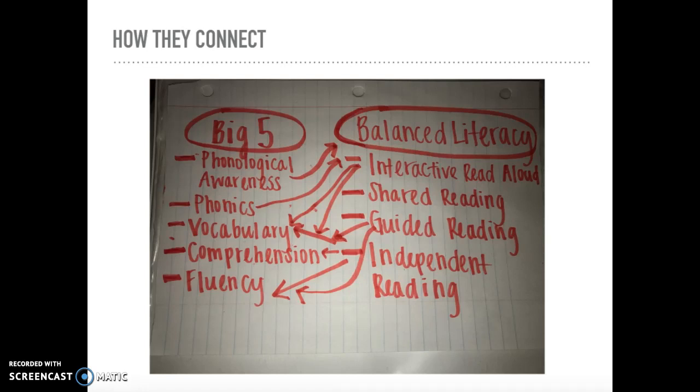In interactive read aloud, the students are participating in all of the components of the Big Five. In order to have balanced literacy in the classroom, we need to master the Big Five components of literacy.